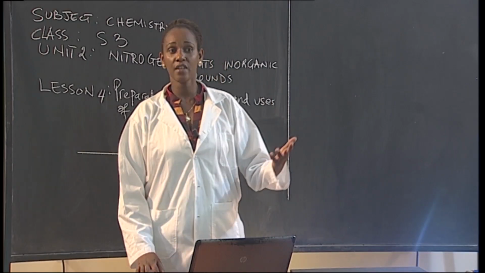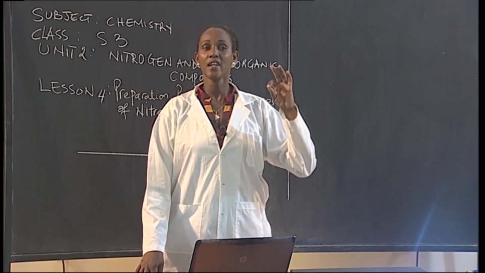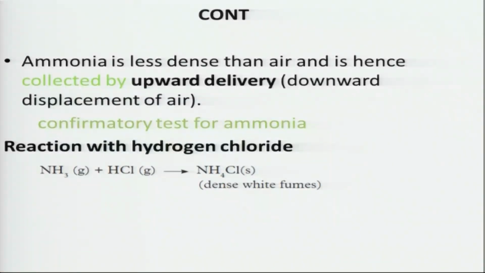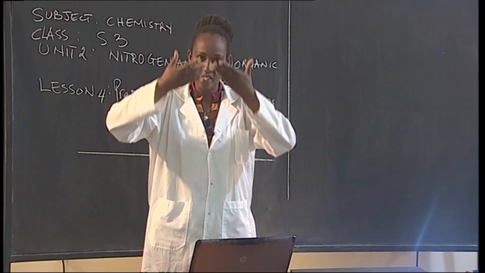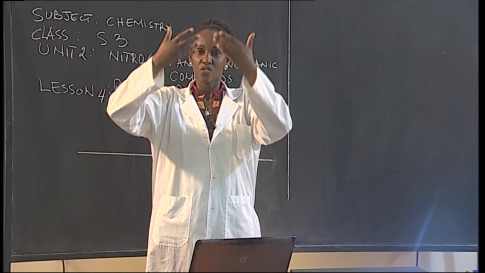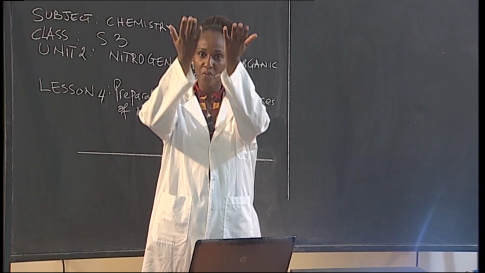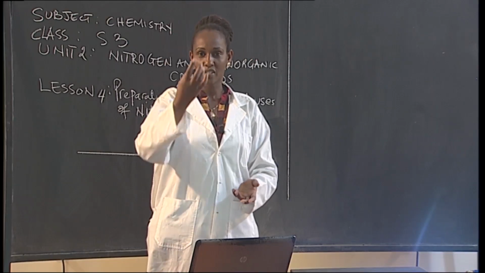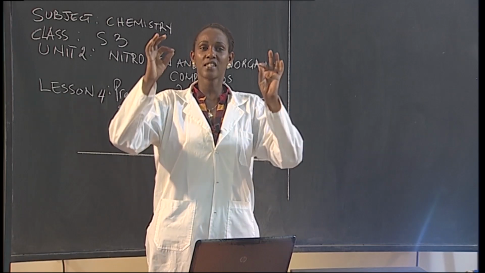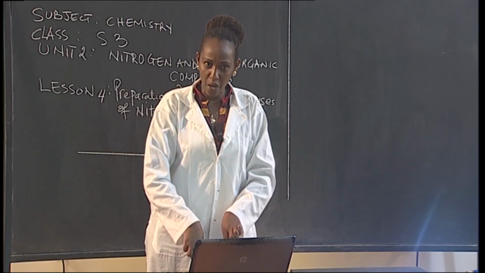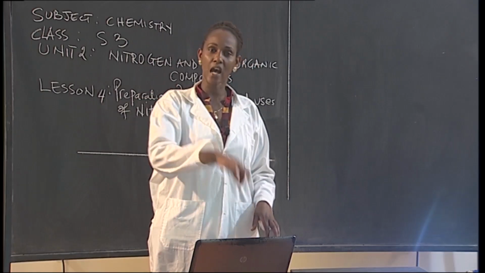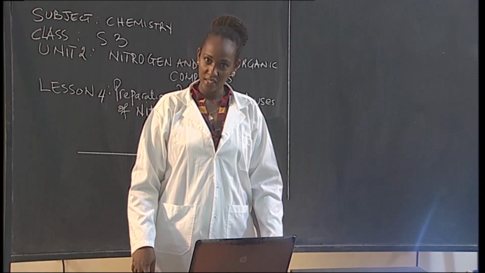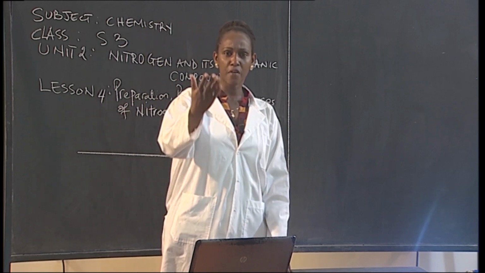So it is upward delivery since ammonia is less dense than air. Something which is less dense floats. If you need to get it, you get it on top, up. Very simple for you, all right? Something which is less dense is always on top, so we expect it to be collected upward. Something which is more dense, we expect it to be down. That's why the delivery tube would face downward. All right? Good.